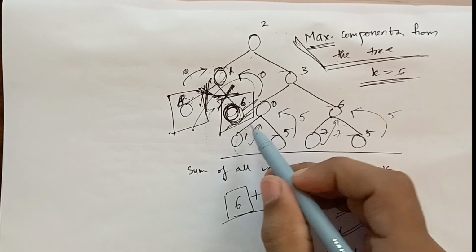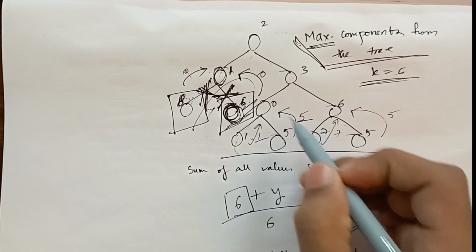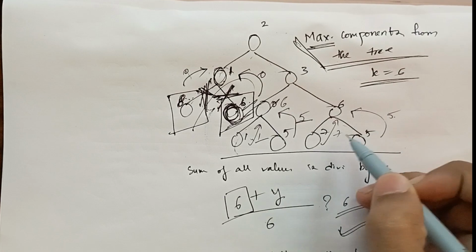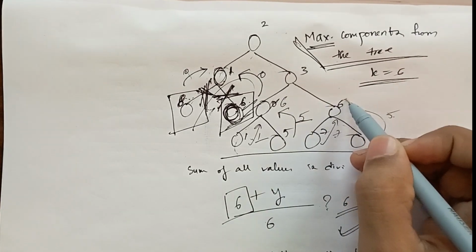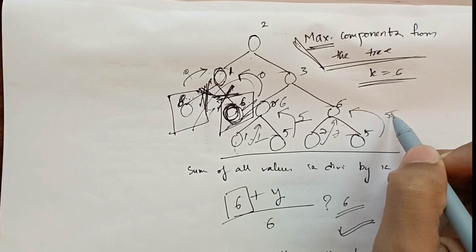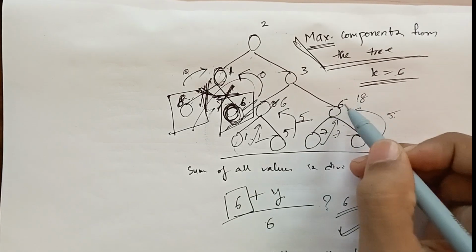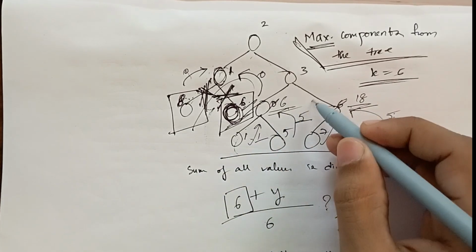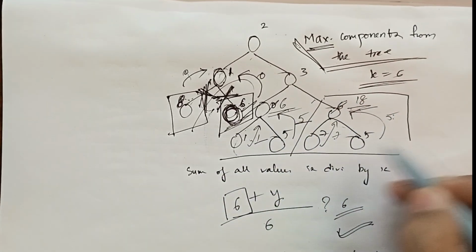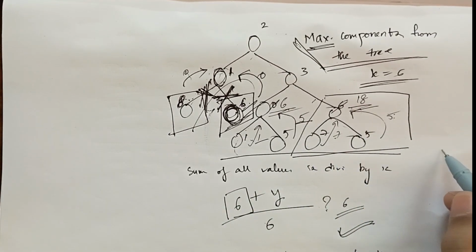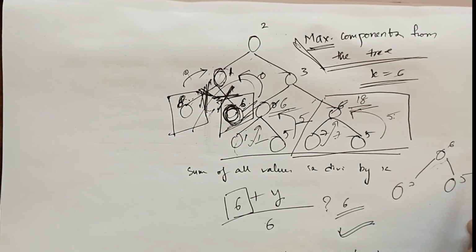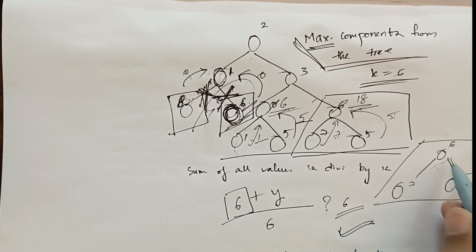So wait, we got 1 and we got 5. This value will be 6 now. And here we got 5, we have 7. This value will be 6 plus 5, 11 plus 7, it will be 18. Now we have 18 and we have 6. What does this indicate? This is a component. The previous values are 6, 7 and 5. So if you add all of this, 6 plus 5, 11 plus 7, 18.